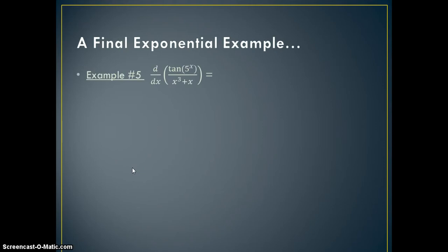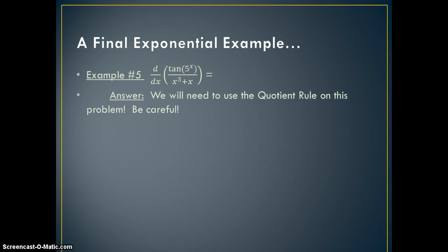Final example involving exponentials involves mixing in a couple of rules. So let's say we wanted to find the derivative of tangent of 5 to the x over x cubed plus x. The overriding problem here is that we have one function divided by another function. Well, what is the procedure for finding the derivative of a quotient? Oh, it's the quotient rule. Okay, so we will need to use the quotient rule on this problem, and be careful.